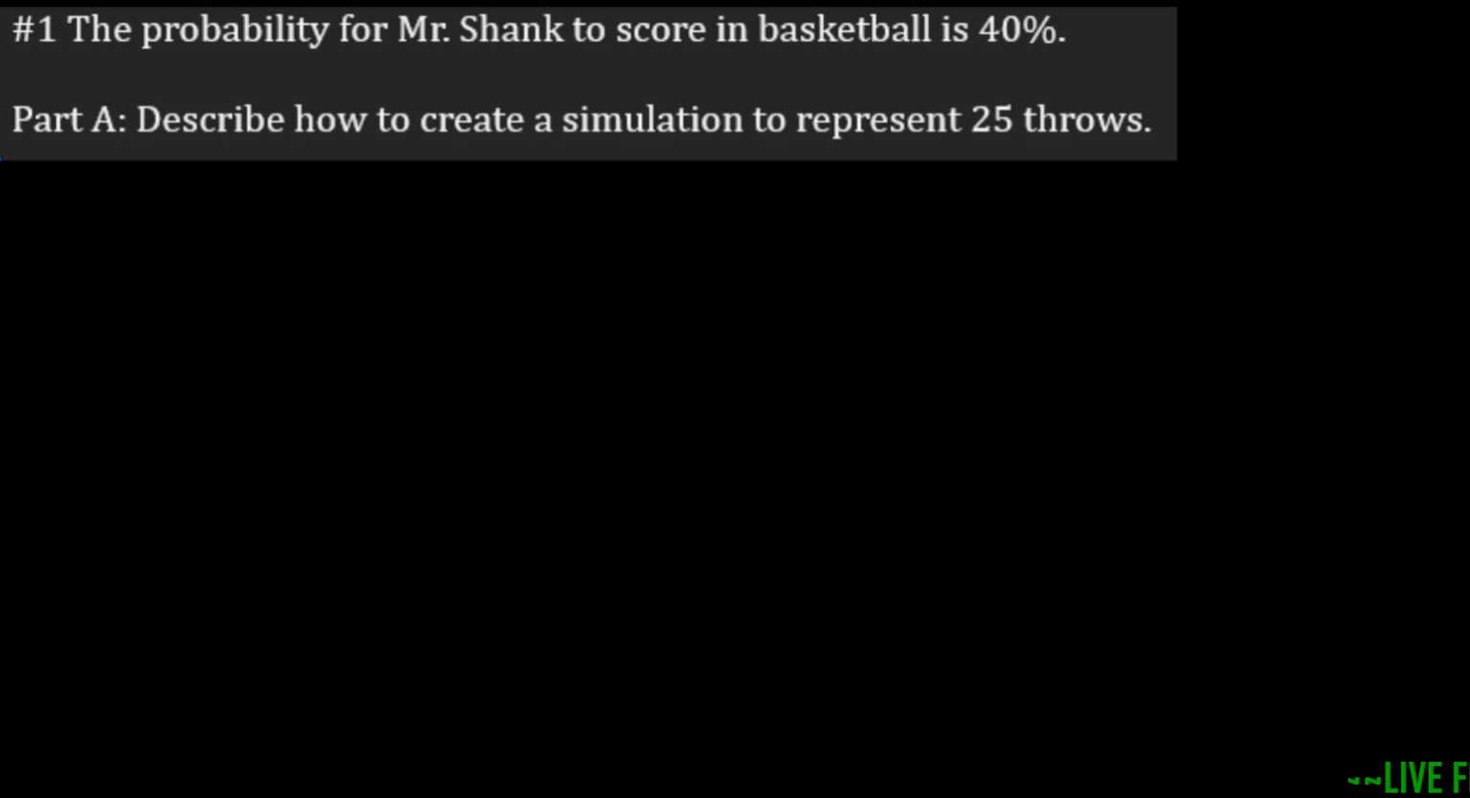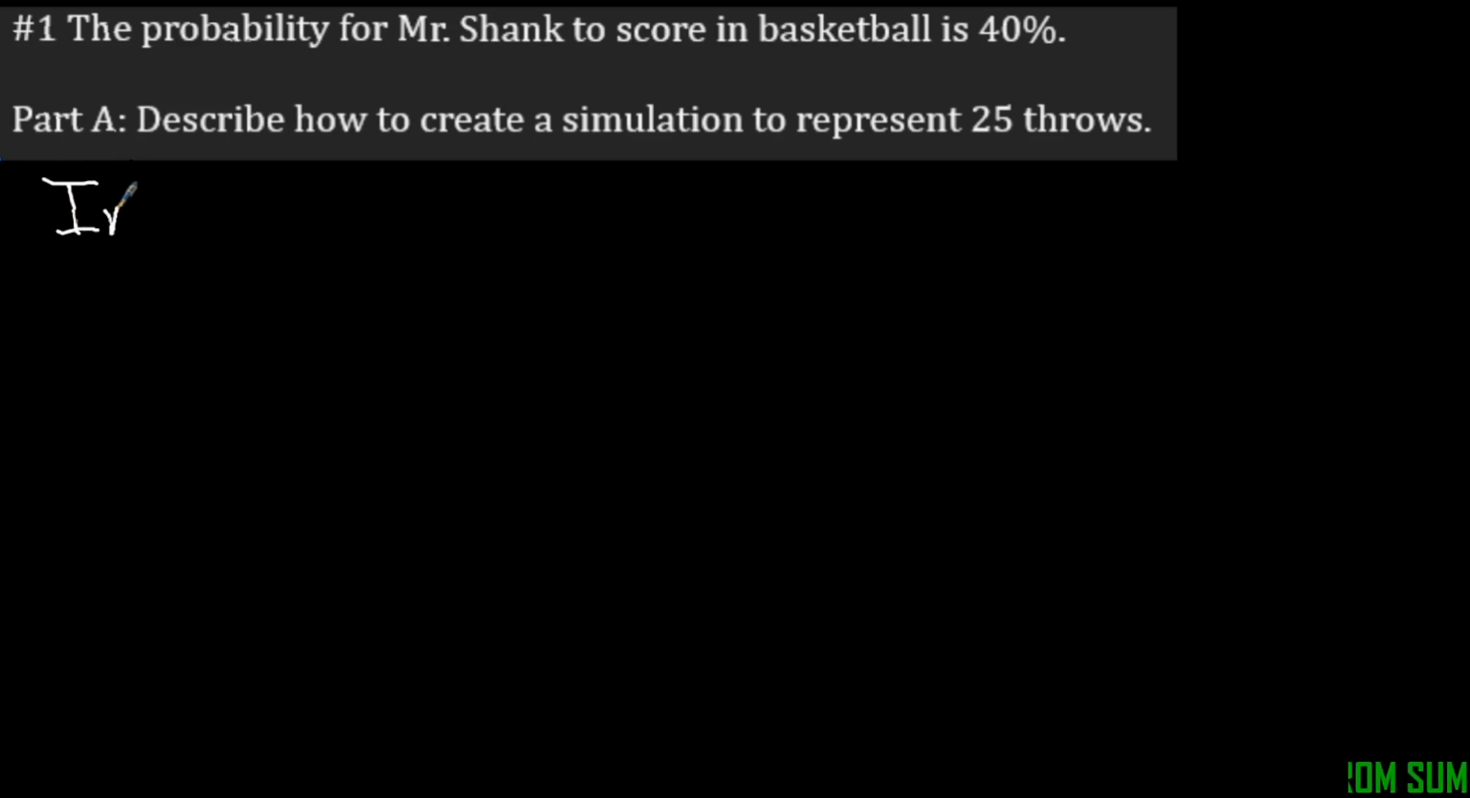Just want to get my notes for this one. All right, so what we're going to say is as follows. We're going to say a couple sentences. How could we come up with a situation where we don't actually have to sit there and shoot 25 shots, or play basketball for 25 throws? What we can do is use a 10-sided die and do the dice roll instead. That way it would be a little bit faster.